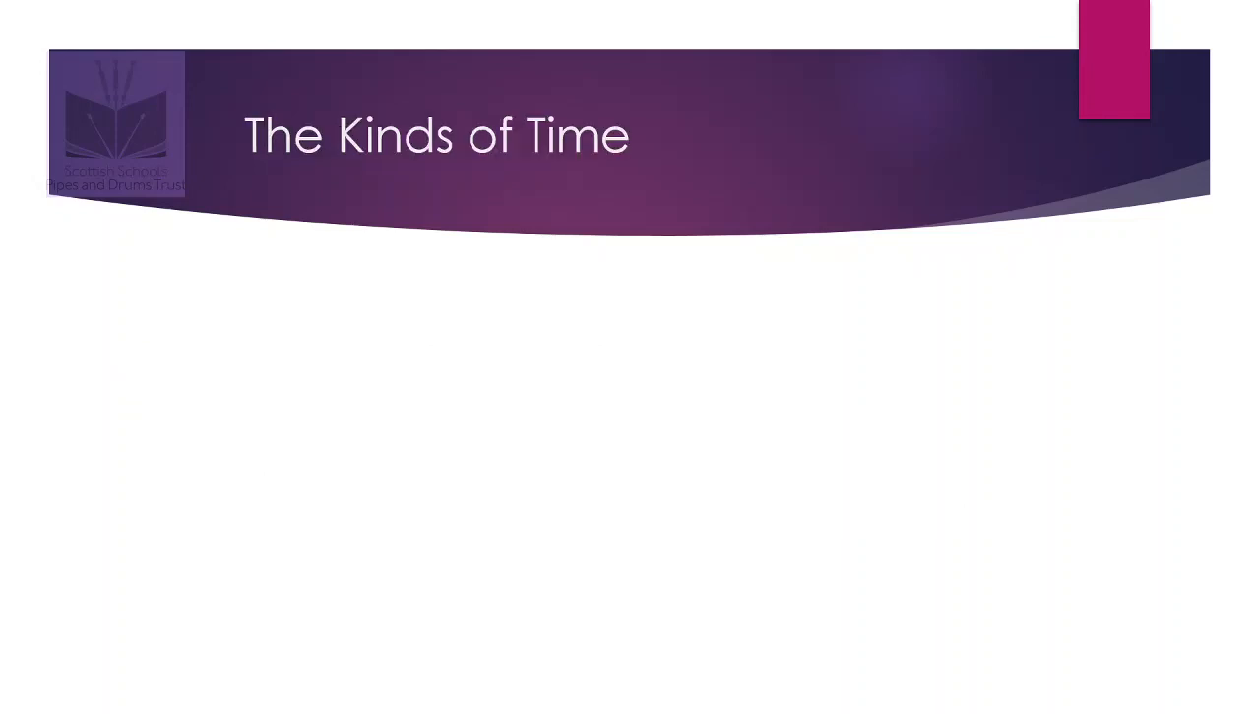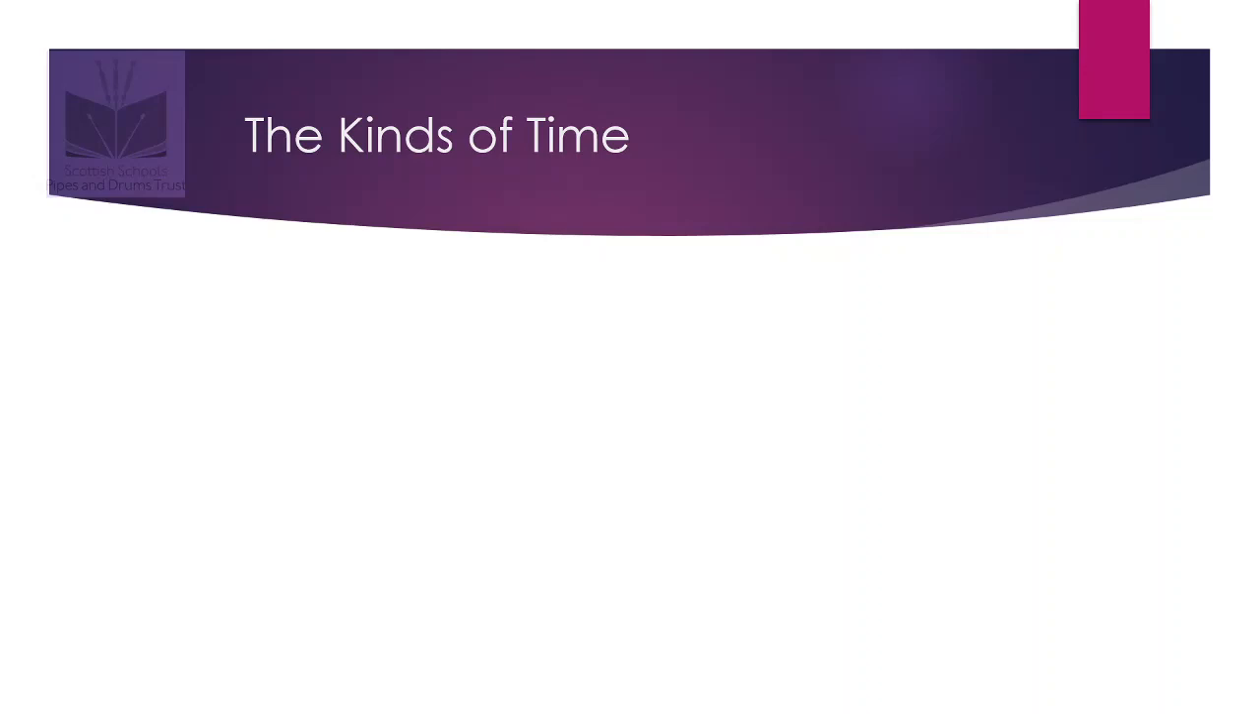So, the kinds of time. We spoke earlier about the 2 types of time. And you're like, did we? Yes, we did. We spoke about simple and compound time. So they're the types of time. Simple time is when the beat note could be split in half. Compound time is when the beat note could be split in 3.